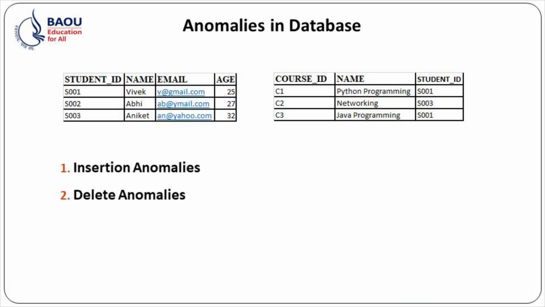Now the next one is the deletion anomalies. If the record is deleted from the primary key table or a parent table, that means the student table, it will not permit because its reference is associated with the child table or a foreign key table. For example, if we try to delete the record from the student table where the student ID is S003, it will not permit deleting the record. In order to avoid such a situation, we can use the cascade update or cascade delete in a course table while processing. Now the last one is the update anomalies.